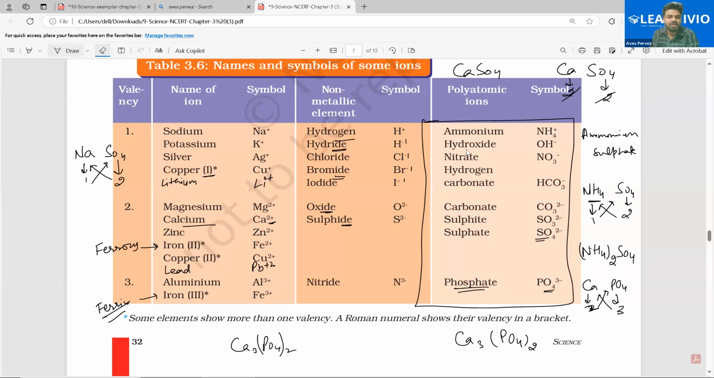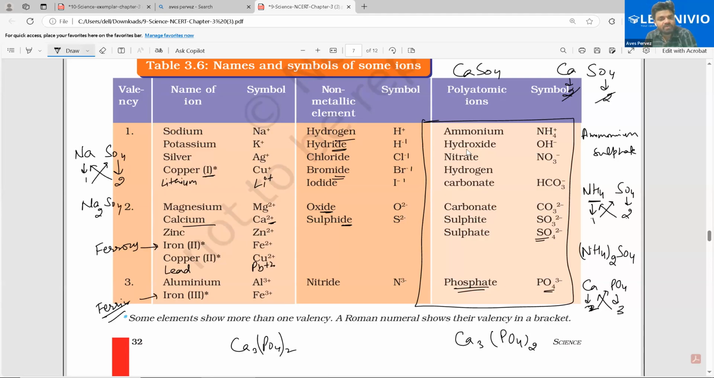Write it Na2 only. Na2SO4. Understood? Yes or no? Understood, sir. Note each and everything, and memorize the polyatomic ions only. Memorize the valency and formula of polyatomic ion.